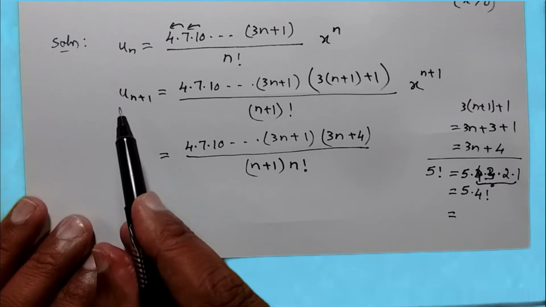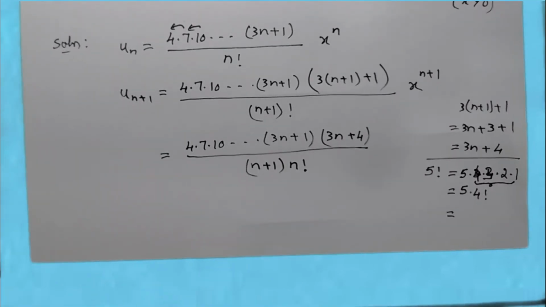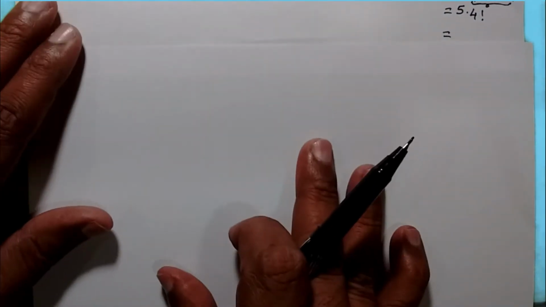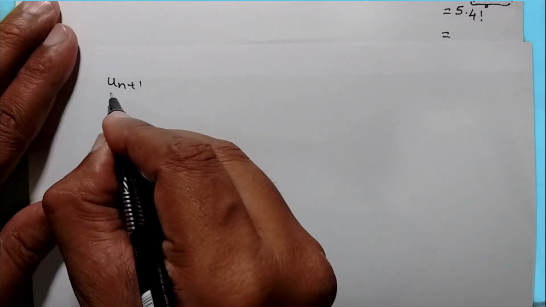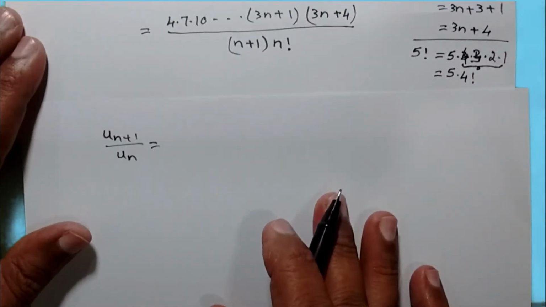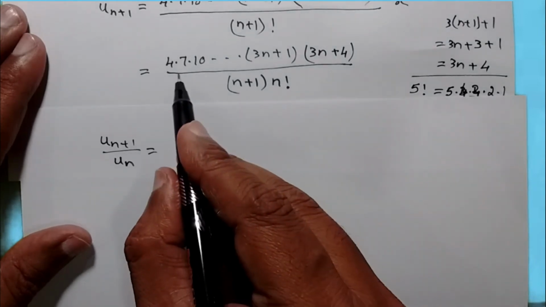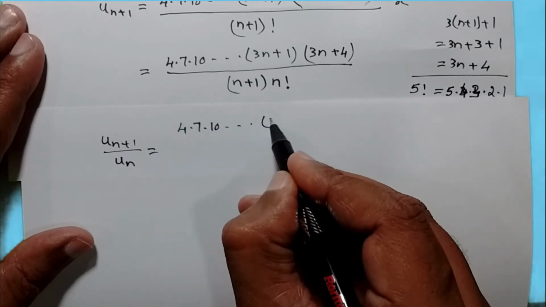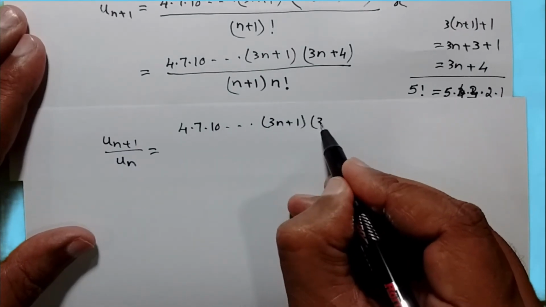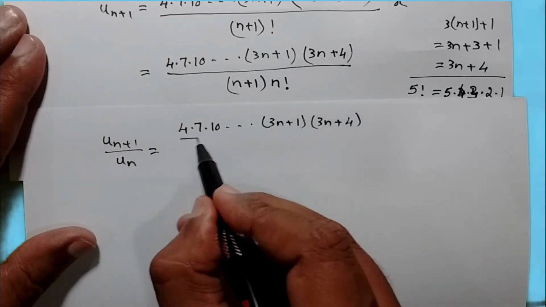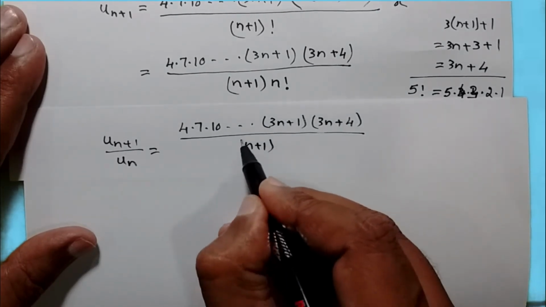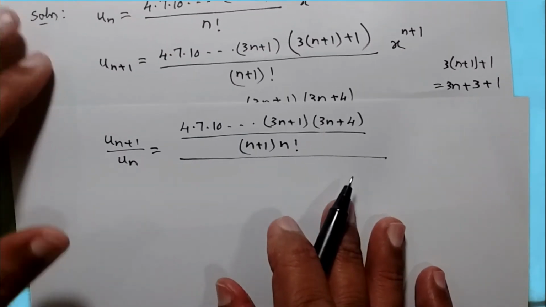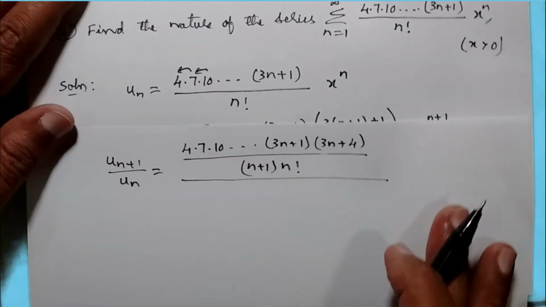So you got two values, u(n plus 1) value and u(n) value. You have to divide these two values. So let us try to divide these two values. u(n plus 1) divided by u(n). So u(n plus 1) is this value, so let us write down this value. It is 4 into 7 into 10 into so on, 3n plus 1 into 3n plus 4 divided by (n plus 1) into n factorial. This is u(n plus 1) whole divided by u(n) value.